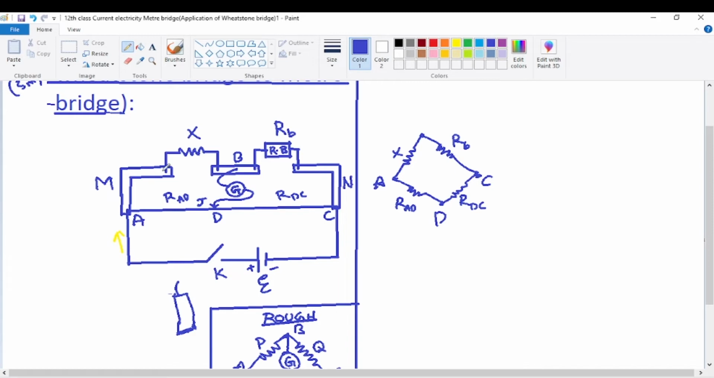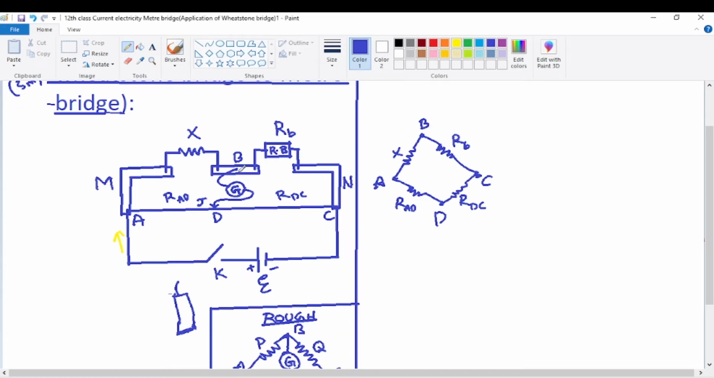End A is directly connected to the left end of the unknown resistance X. The right end of the unknown resistance X is directly connected to the left end of the known resistance R at S. It's almost like a single point. The entire metal strip can be read as a single point B, so I'm just calling it B.